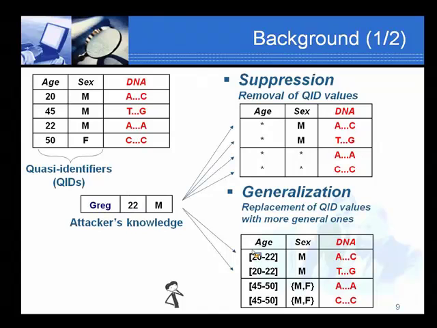Similarly, generalization proposes replacing quasi-identifier values with more general values. Simply put, instead of removing age information, we will replace the age of patients with a range of values, such as 20 to 22 for Greg. This again makes data linkage less feasible.